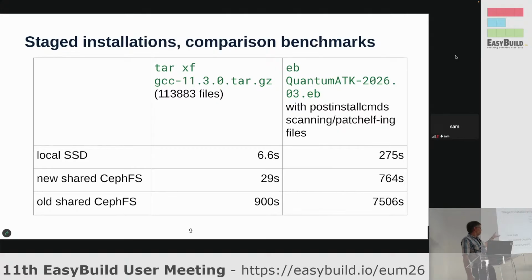And we could see similar scaling on EasyBuild doing the QuantumATK. So even on the SSD, it takes a bit more overhead, but you're still having similar orders of magnitude going from a local installation to a CephFS parallel file system based installation.